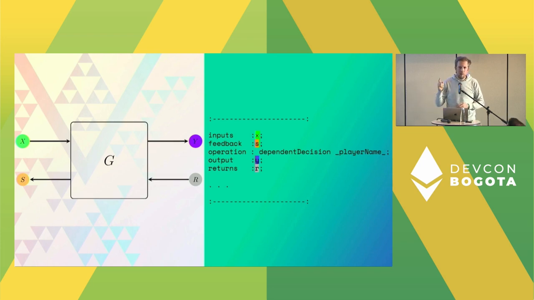Okay, the operation can be two things. Like here, this is the dependent decision, which just means this is a decision operation. So one player makes a decision, or alternatively, a computation. These two building blocks, you don't need more. If you have that, you can basically build the most complicated model you want.